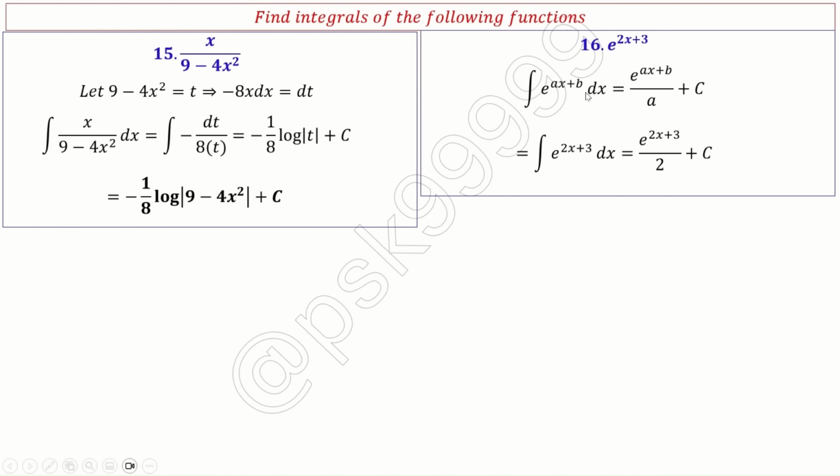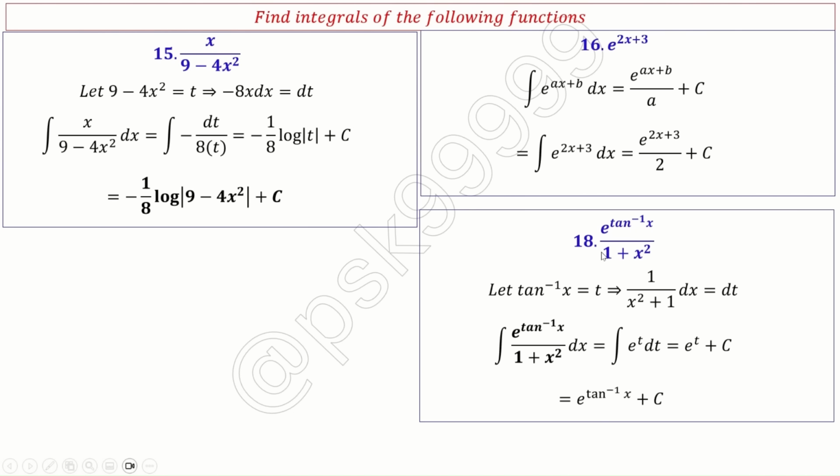Next. Yeah, this is a straightforward one. E to the power of x integration is e to the power of x, but you have e to the power of 2x plus 3. Okay, so which means the coefficient of x you should divide, correct? So e to the power of ax plus b divided by a. So the answer is e to the power of 2x plus 3 divided by 2.